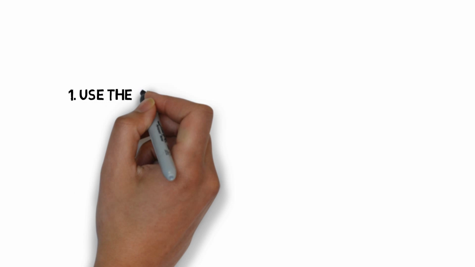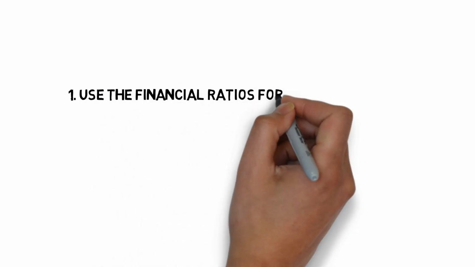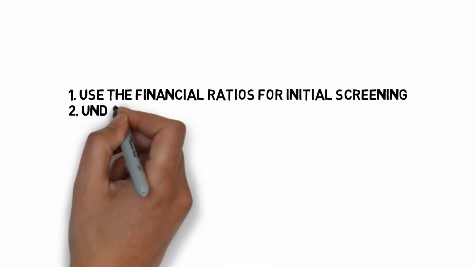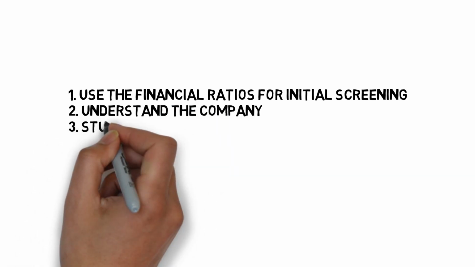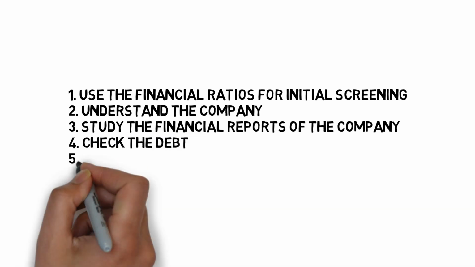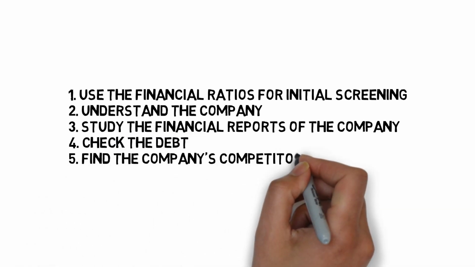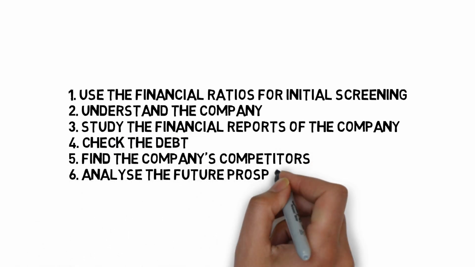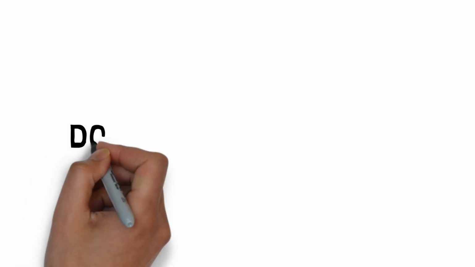Summary. Here are the 6 steps on how to do fundamental analysis of stocks for beginners. First, use the financial ratios for initial screening. Second, understand the company. Third, study the financial reports of the company. Fourth, check the debt. Fifth, find the company's competitors. Sixth, analyze the future prospects.